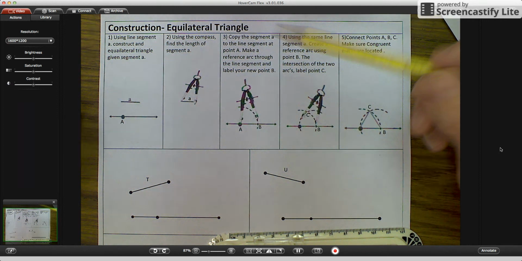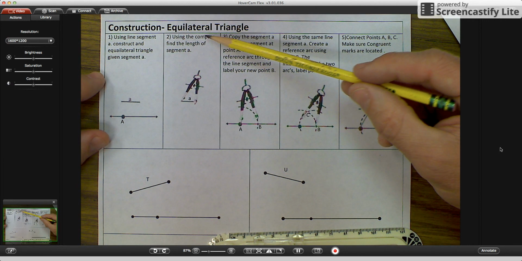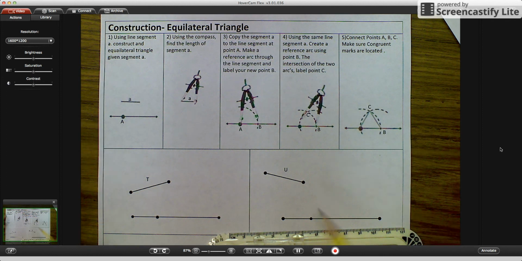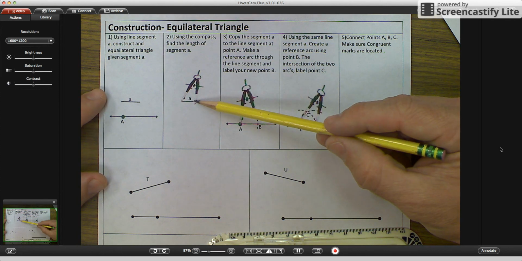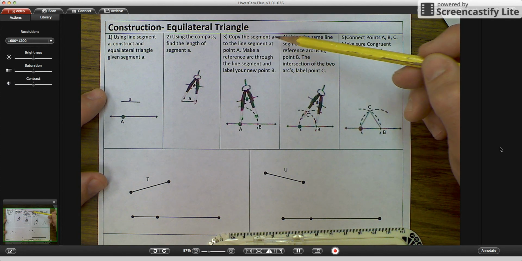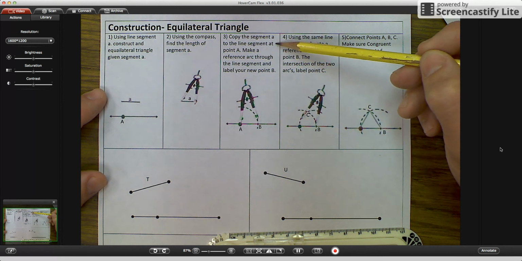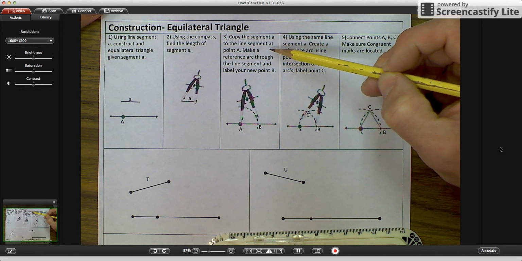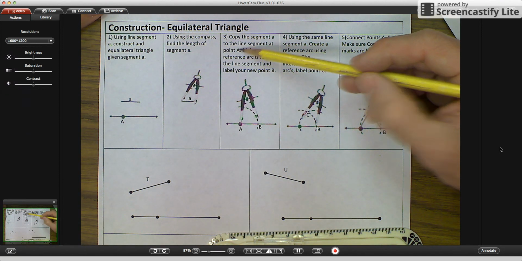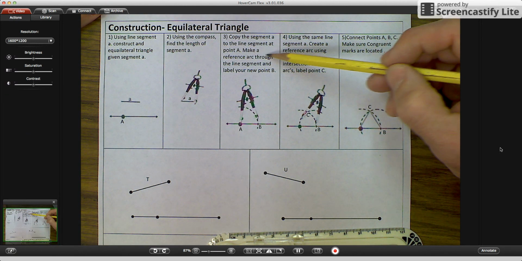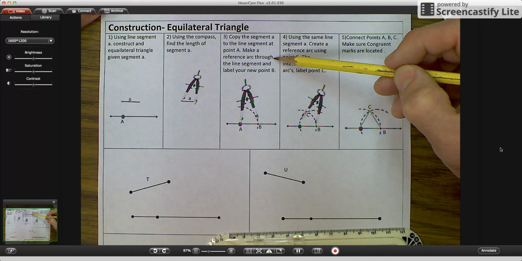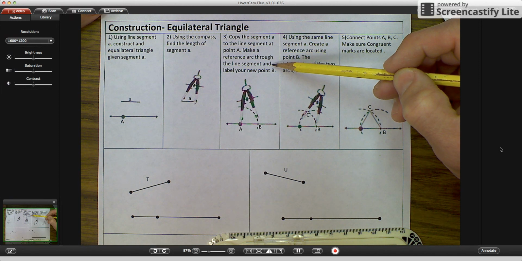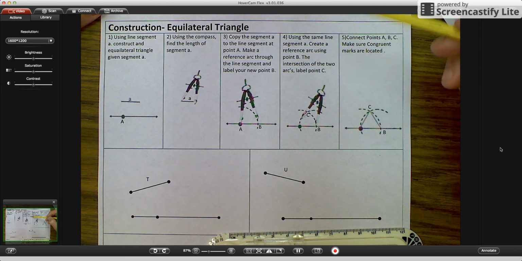So it says, using the compass, find the length of segment A. So we would find the length of segment A. Then copy the segment A to the line segment at point A. See how line segment A is lowercase, point A is capital. Make a reference arc through the line segment and label your new point B.